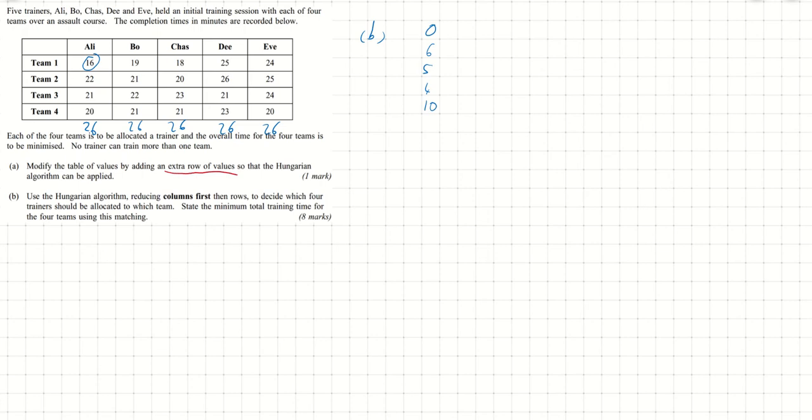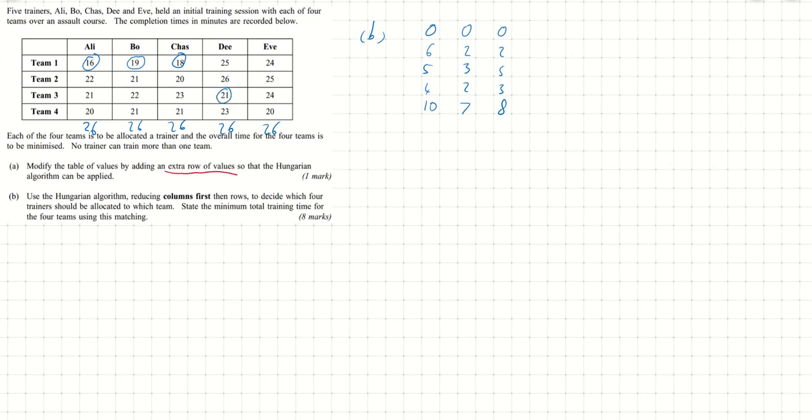We'll do the same for the second column. The smallest number in the second column is 19, so let's subtract that from each value. 19 becomes 0, 21 minus 19 is 2, 3, 2, 7, and so on. The third column, the smallest number is 18, so we subtract that. 18 minus 18 is 0, 20 minus 18 is 2, 5, 3, and 8.